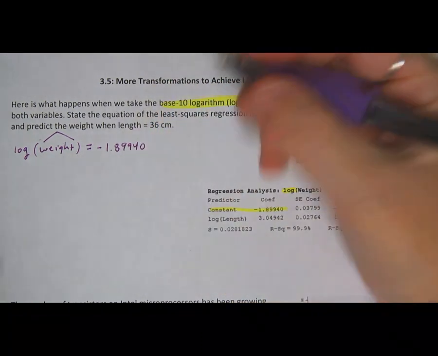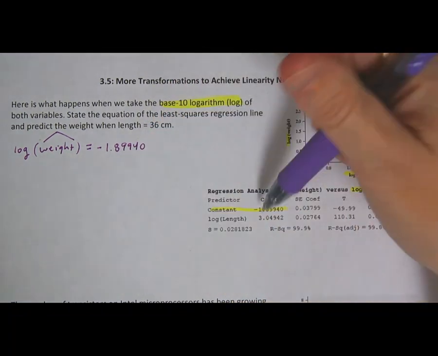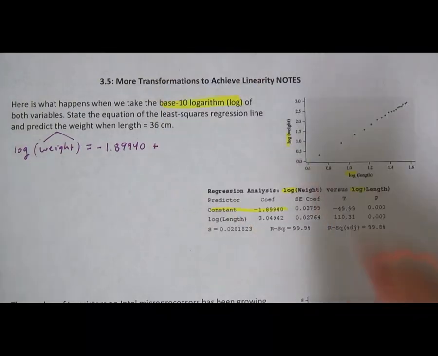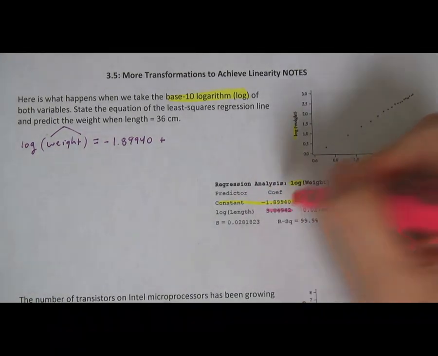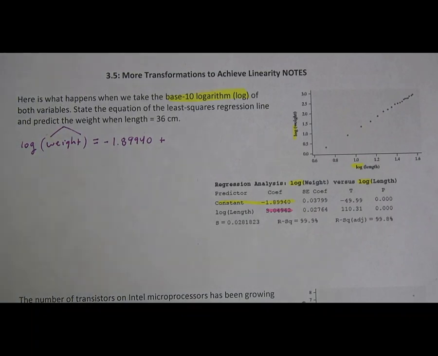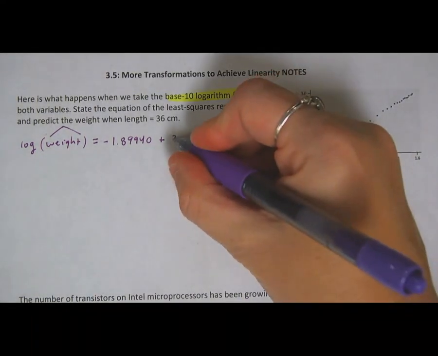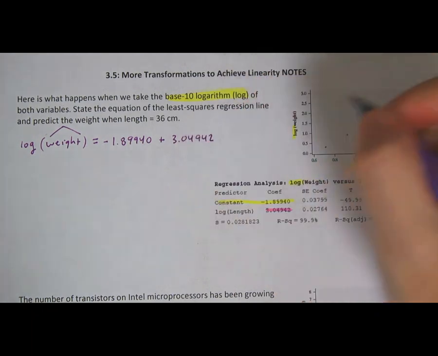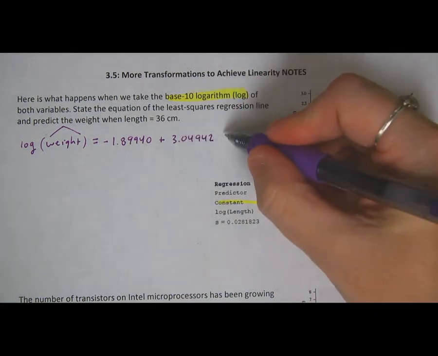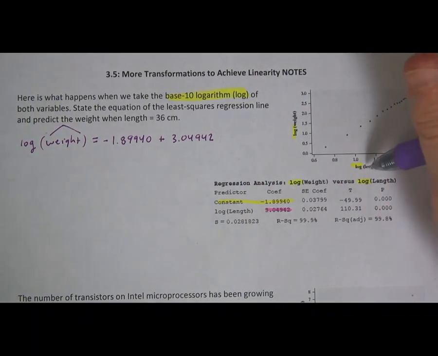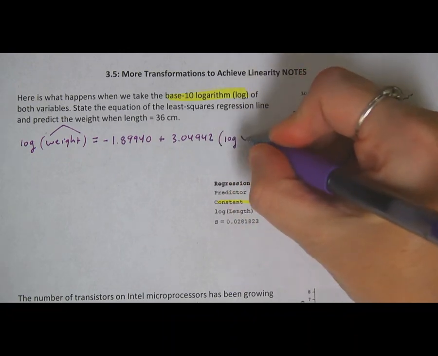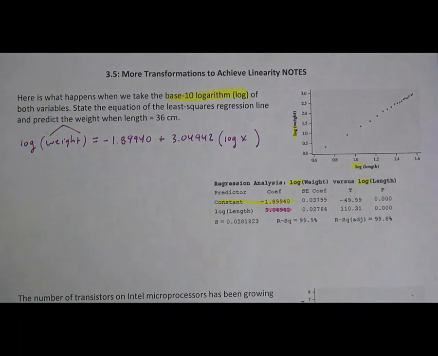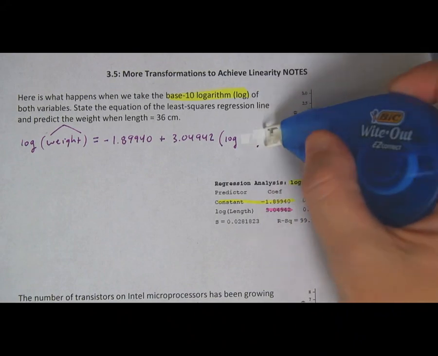There's the y-intercept. And then it's plus if your slope is positive. It's minus if your slope is negative. And the slope can always be found right underneath the y-intercept. And in this case, it's 3.04942. But I don't get to just stick an x on there because the logarithm was taken of the x values. And instead of x, let's put log of length. I'm going to erase my x and put length so we've got the words there to back up what we're doing.